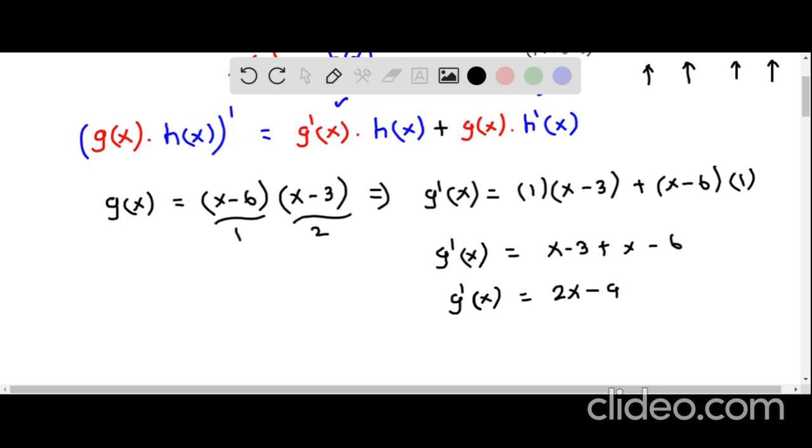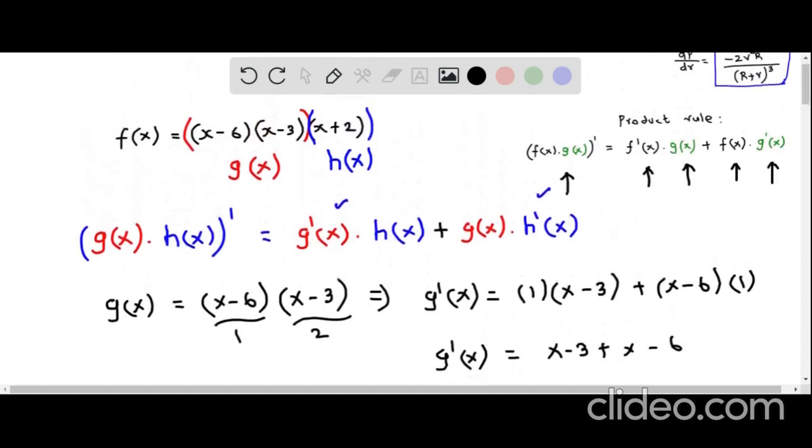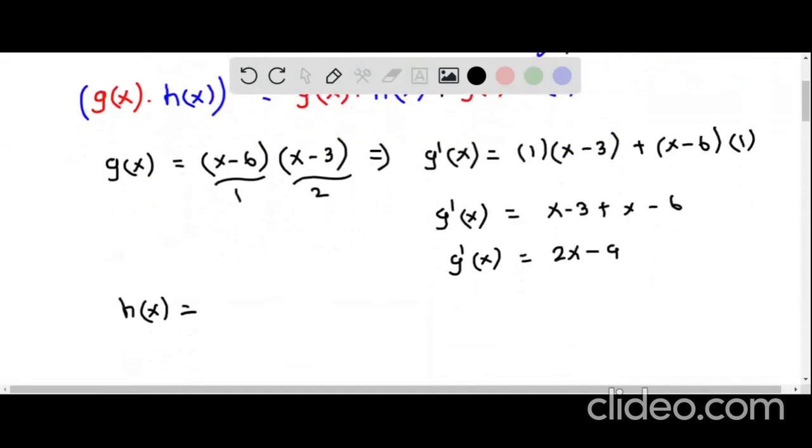Now let's find the derivative of h of x. So first I write down h of x, and this equals, we have considered x plus 2 as h of x. So this is x plus 2. So this implies we can find its derivative. Therefore, h prime of x equals the derivative of x plus 2, which is 1, because the derivative of x is 1 and the derivative of constant 2 is 0. So it's basically 1.